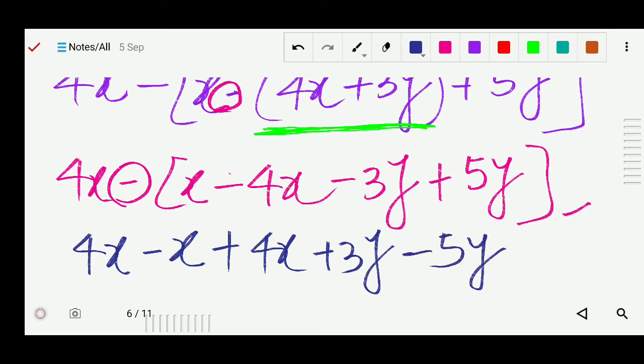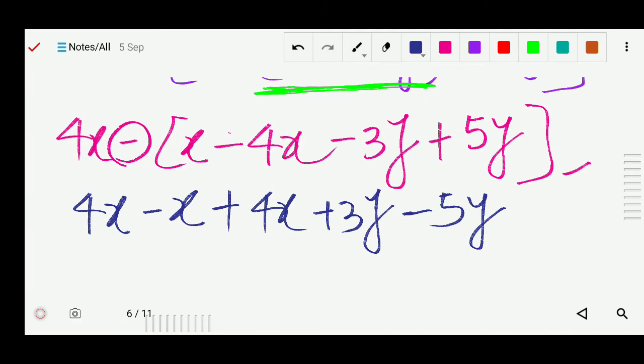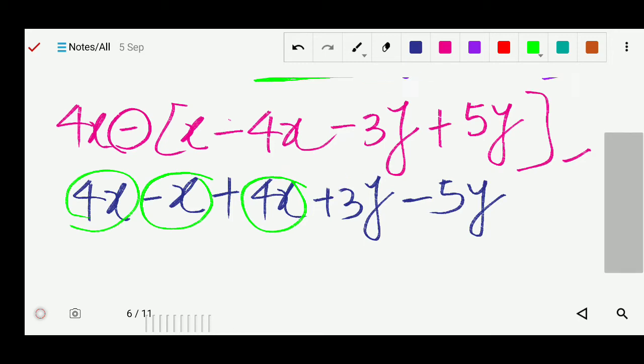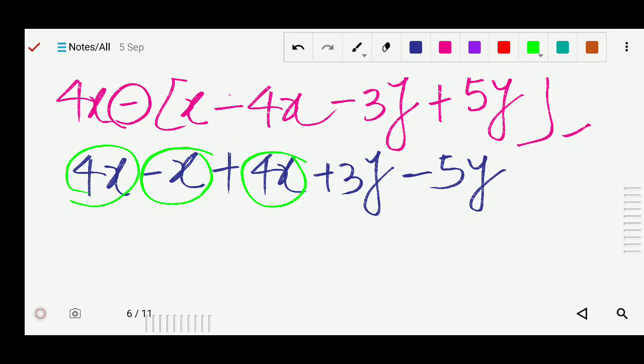So now all the brackets, all the grouping symbols are removed. Now you can see the similar terms first. So this is the 4x, same type of, here is the minus x, this is the plus 4x, so they are the similar type of variables. Okay, so now we can perform the operation like sum and difference.